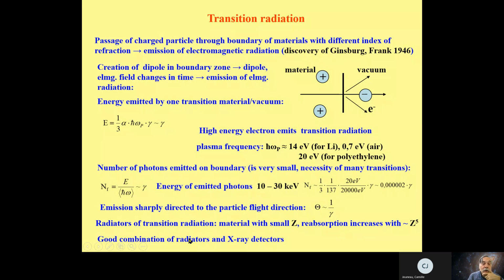It's necessary to work on a good combination of radiators and X-ray detectors, which are used for detection of this transition radiation. And for example, such transition radiation detectors are also used in the LHC experiments.